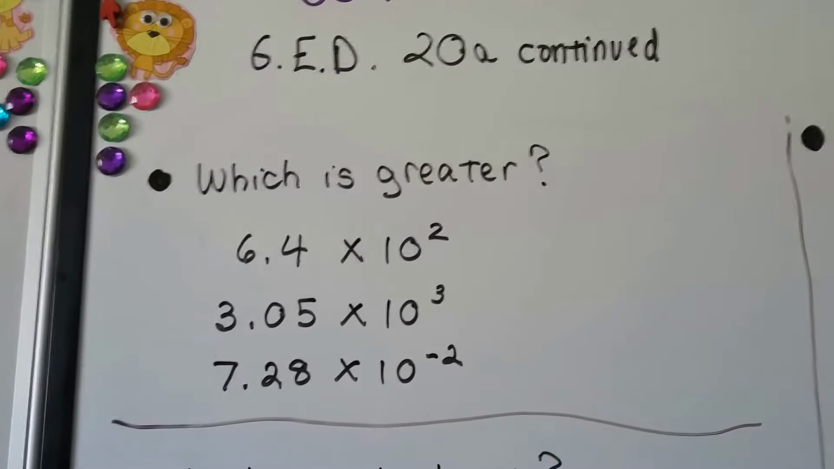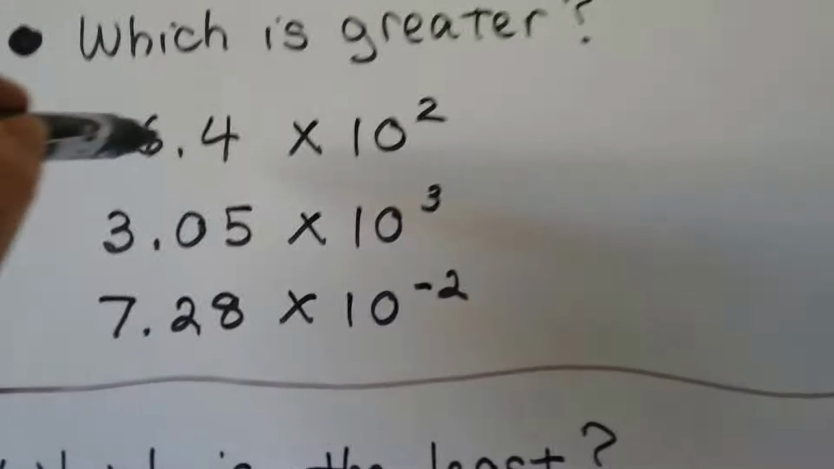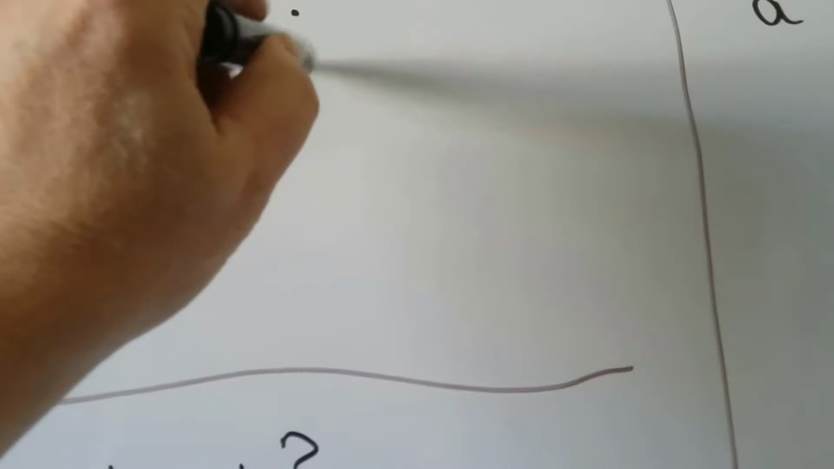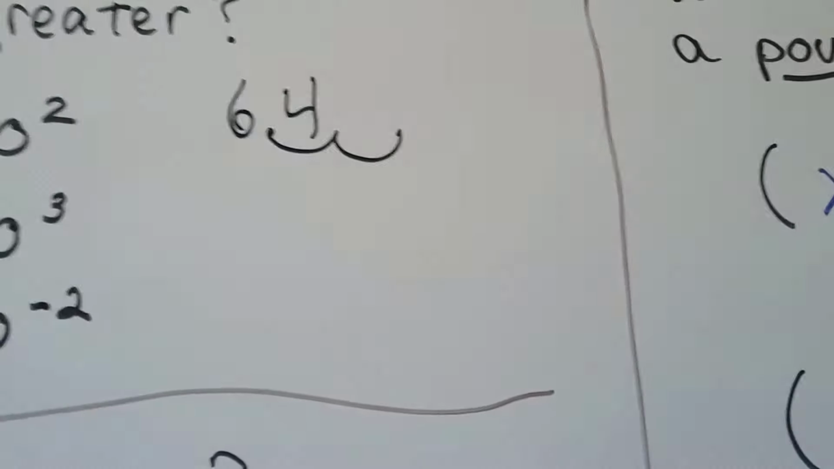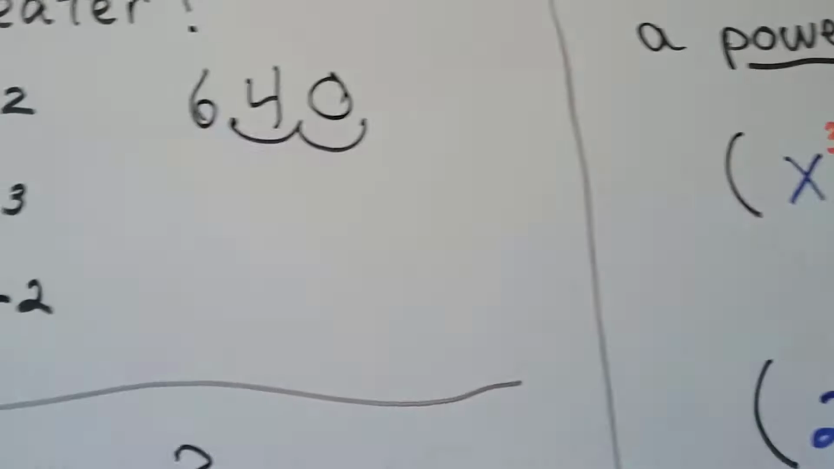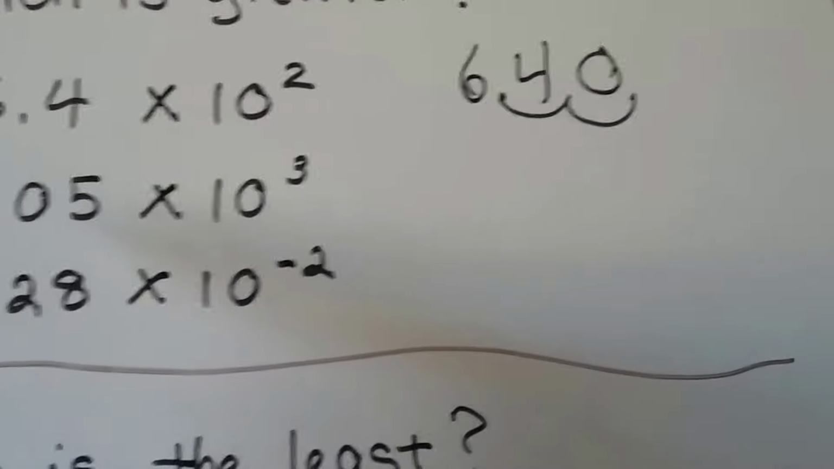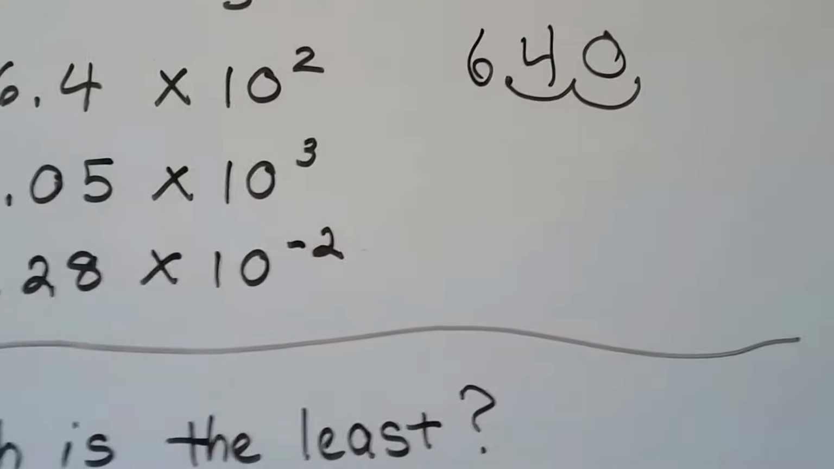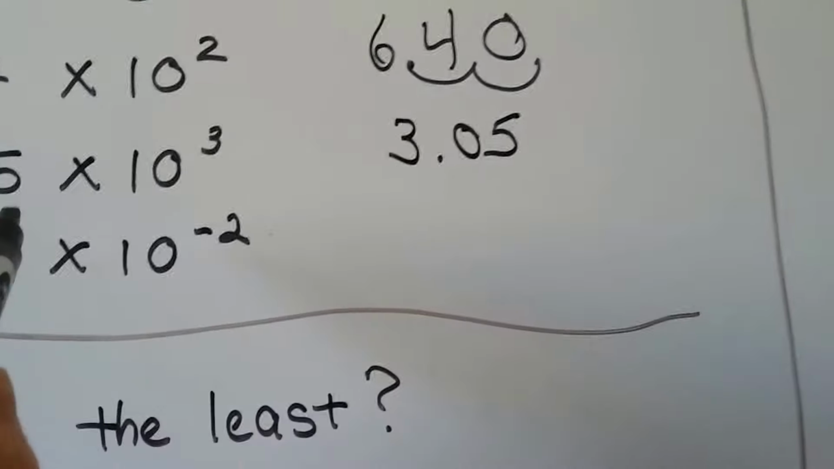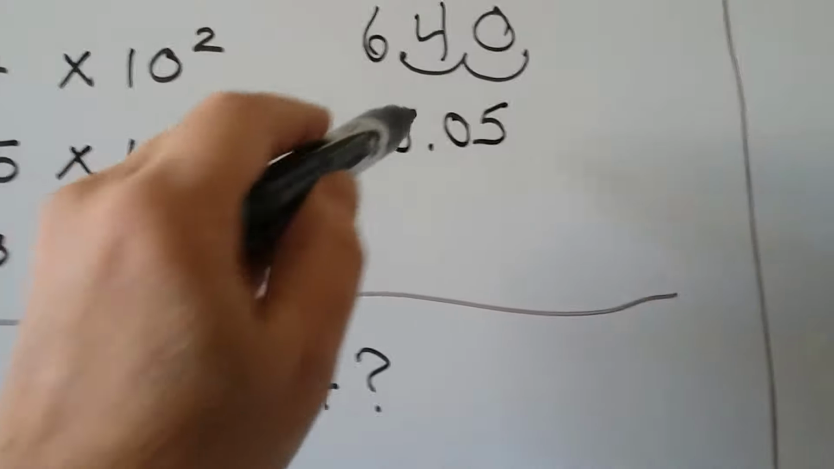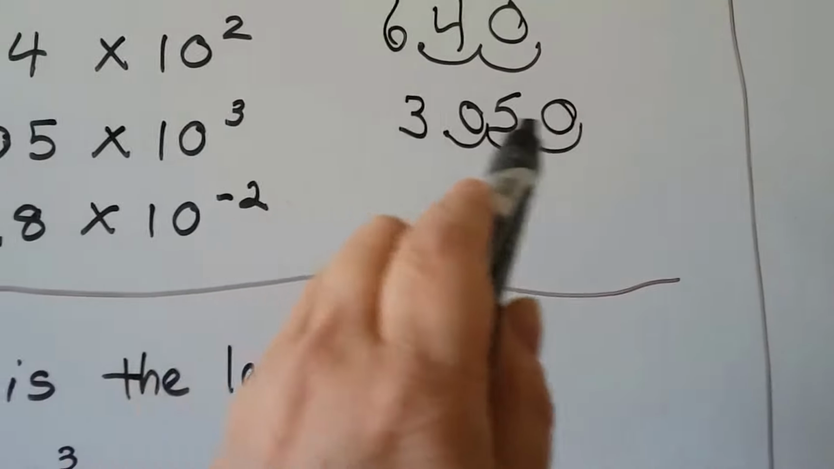6.4 times 10 to the second power, well, that means we're going to move this decimal point. The 6.4 is going to have the decimal point moved 2 places. We're going to have to put a 0 as a placeholder, so that's 640. 3.05 times 10 to the third, 3.05. We need to move the decimal place 3 hops, 1, 2, 3. That's going to give us 3,050.